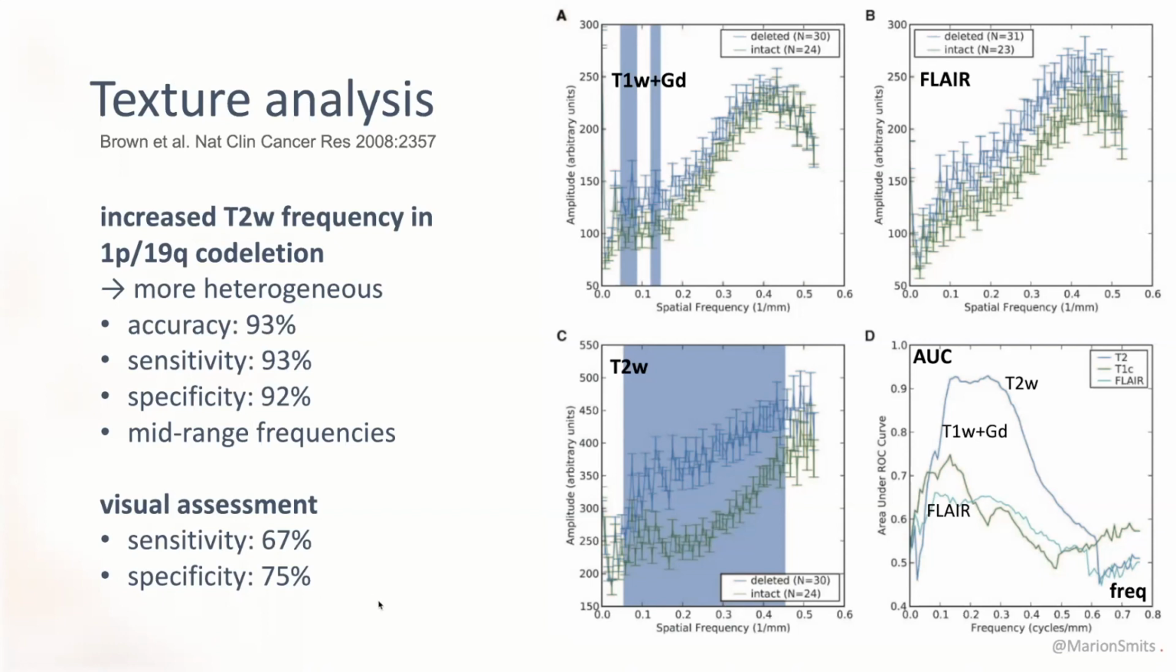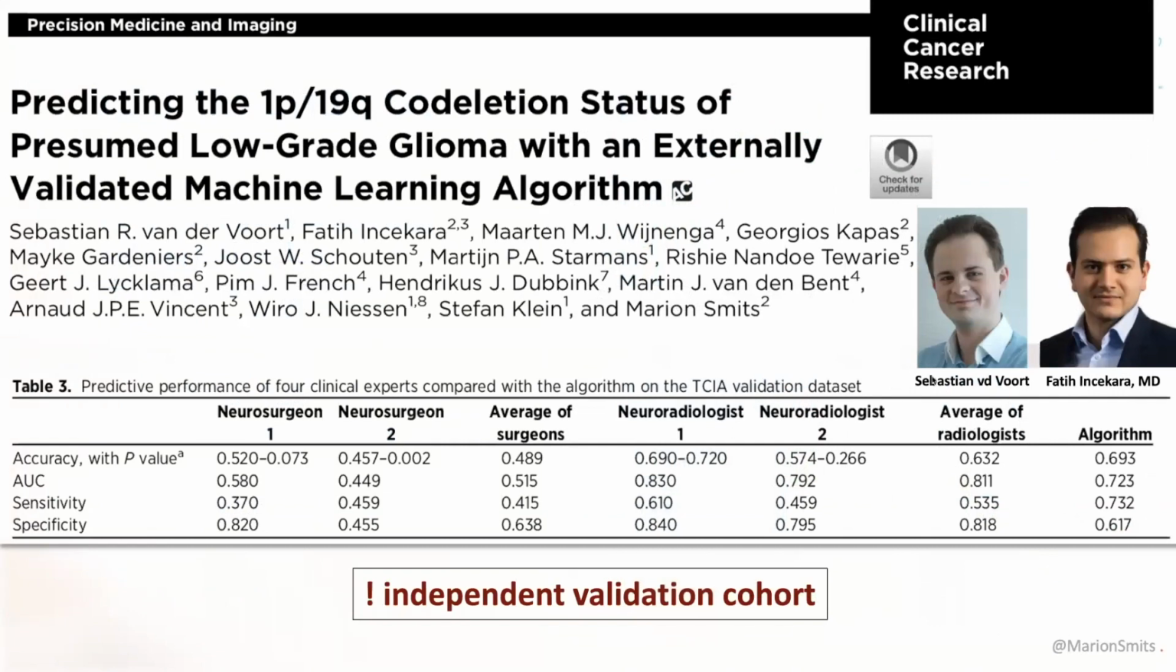So can we do all of this automatically? This is work from my two previous PhD students. They have now obtained their PhDs, where they looked at, again, just T1 weighted and T2 weighted imaging, so nothing fancy, at the accuracy of predicting the 1p19q codeletion status in these tumors. And we also asked neurosurgeons as well as neuroradiologists to do an assessment, as well as the algorithm. So the algorithm had an accuracy of about 70%.